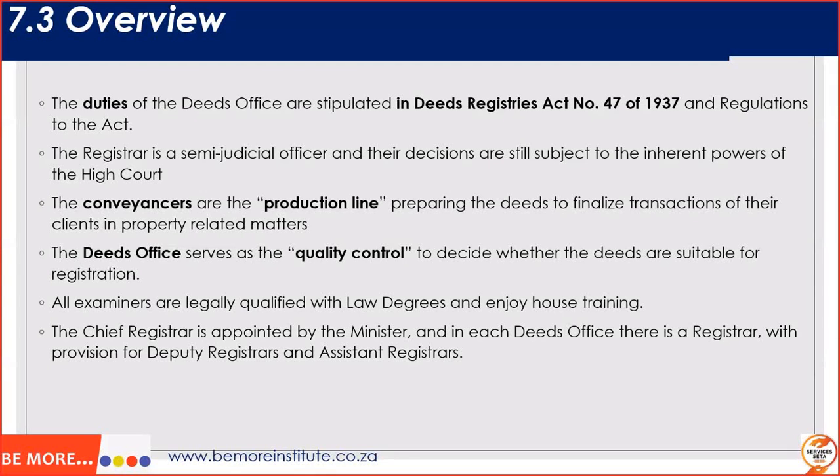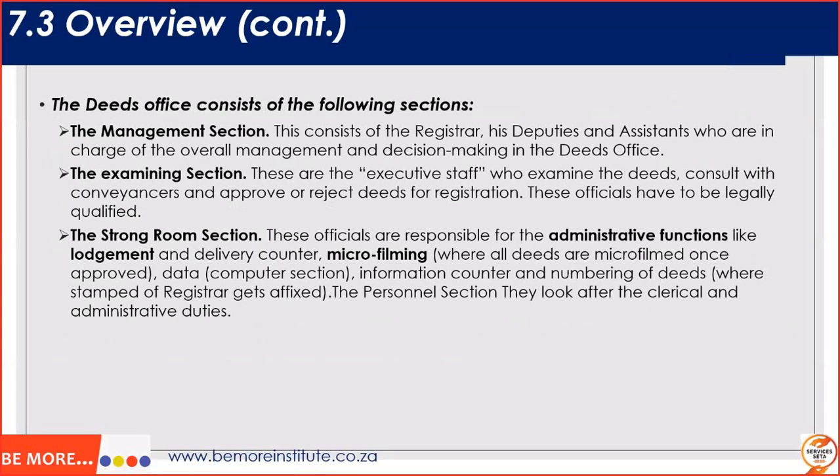So these are the various sections in there. The management section and the examining section, which looks at all the stuff that has been submitted and consults with conveyancers. And then there is a strong room section, which is more your records area. So they make sure that the administration functions like lodgement are done, the microfilming. So it's basically about knowledge management and ensuring and securing the data that's in there.